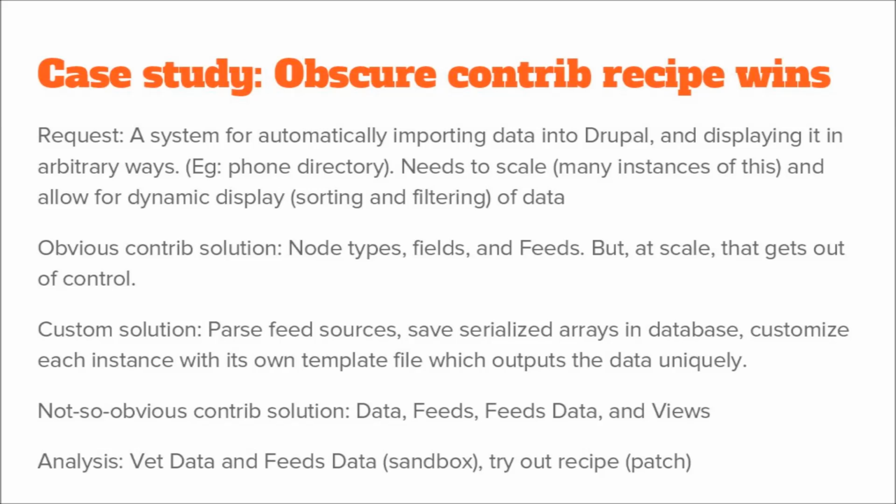But someone else on the team, who was smarter, pointed out this recipe, a module called data, which allows you to basically just create database tables and of course feeds. And then there's a sandbox module called feed data that integrates the two, so it allows you to import into this database table that you create, and then views. But the data module also integrates with views, and so you can use views to display it. And it turns out that was definitely the correct approach, because we satisfied the request without a single bit of custom code.